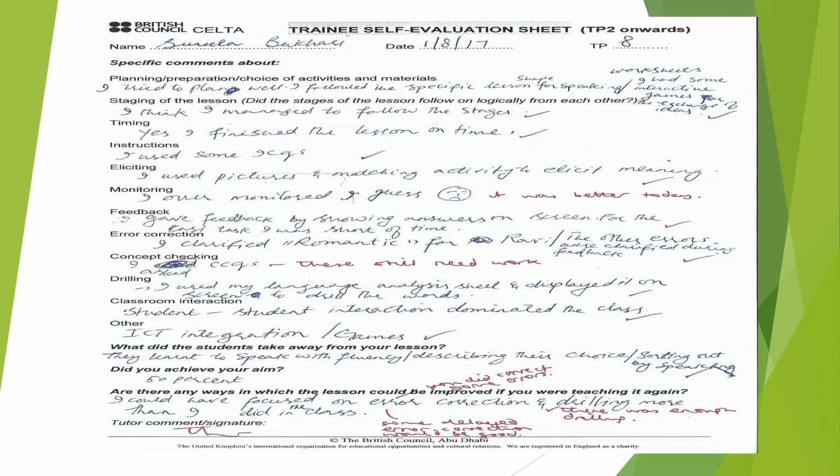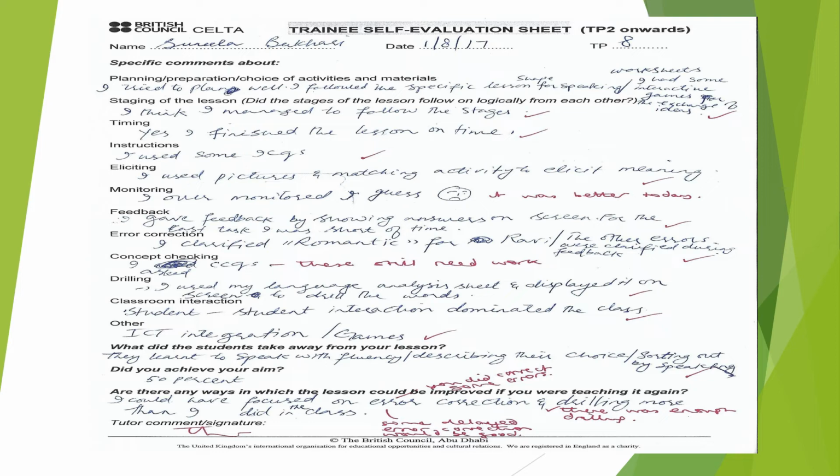So if you are supposed to conduct a class for 40 minutes, it's always better to plan for 35 minutes, because 5 minutes are going to be wasted here and there, giving the resources, changing the material. So it's always better to keep 5 minutes spare.